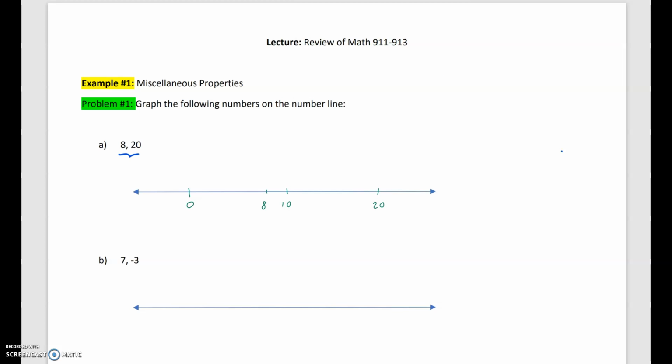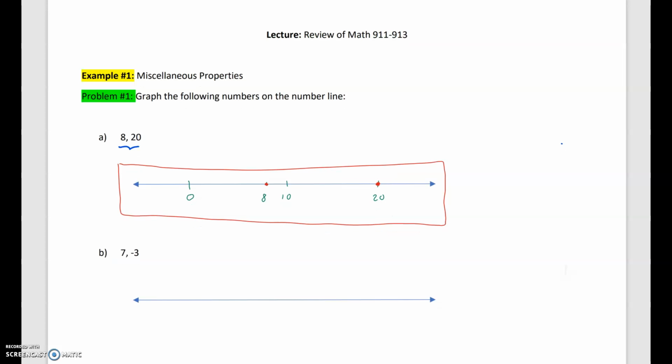Now, your main answer is not that you put the dash and the 8 and the 20, but it's a dot. So we're putting a dot on the number 8 and then a dot on the number 20. We typically put 0 just as a reference, but your main answer is the dot on the number line, not above it or below it.